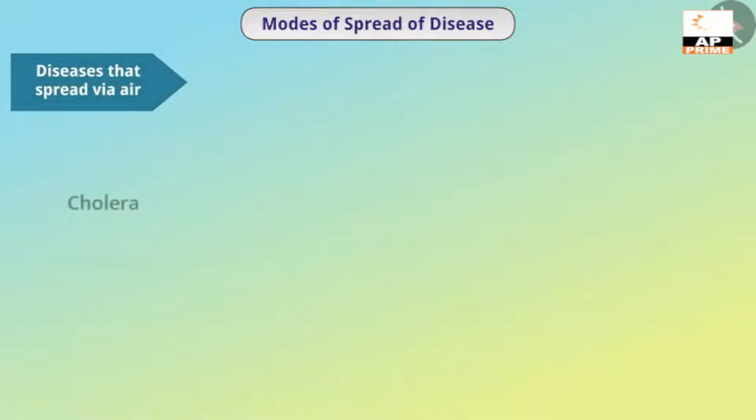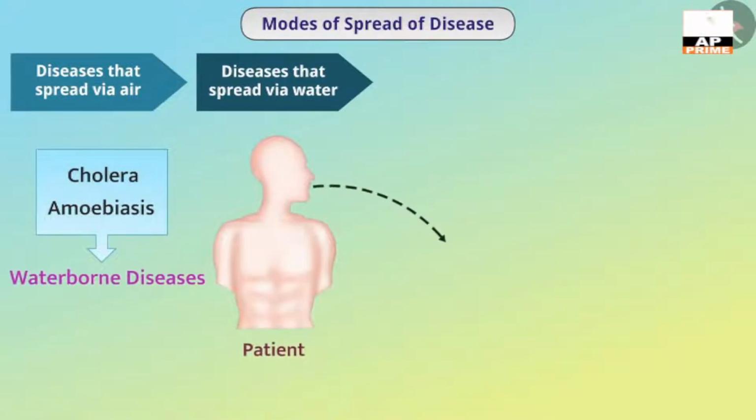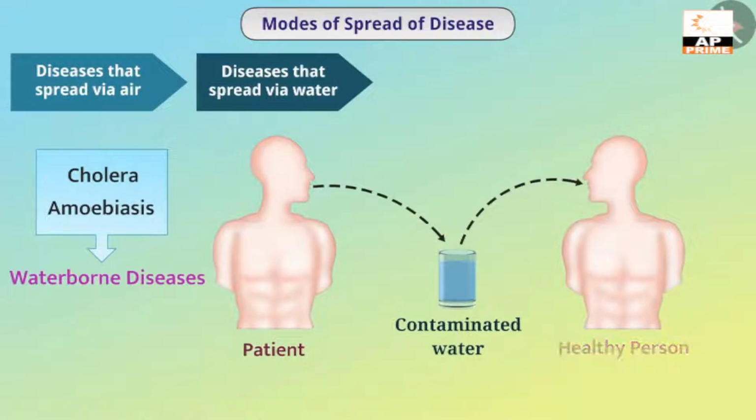Similarly, some diseases spread through water. Therefore, these are called waterborne diseases. If the excreta of a person suffering from cholera is mixed with drinking water, and if another person drinks the contaminated water, then the microorganism enters the healthy person and he also suffers from the disease. Such diseases are caused due to unavailability of clean water.